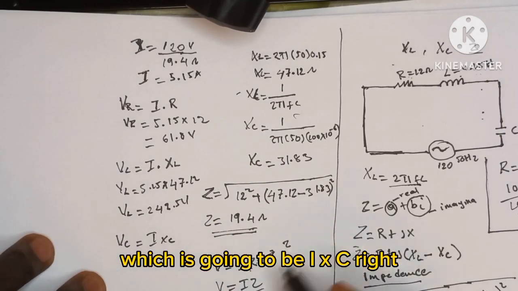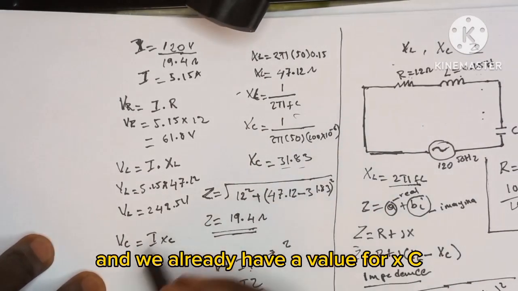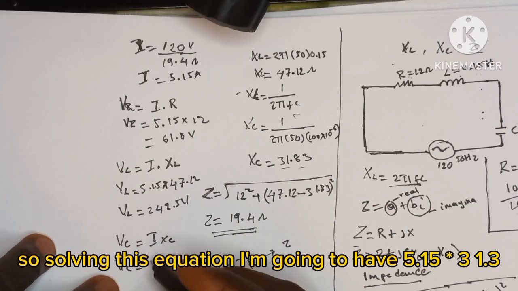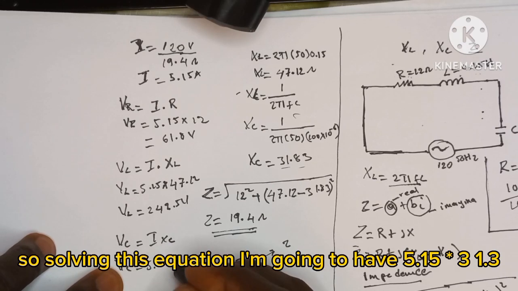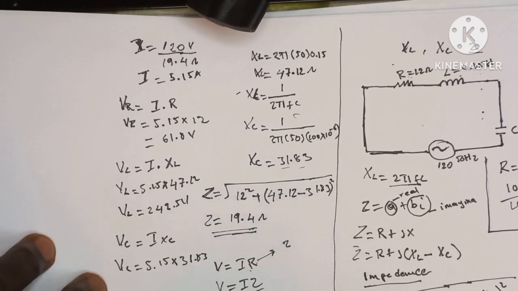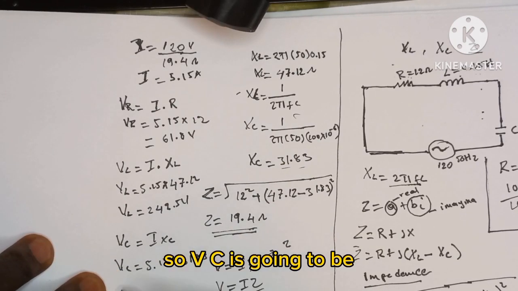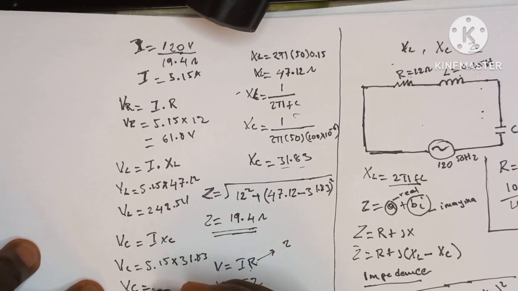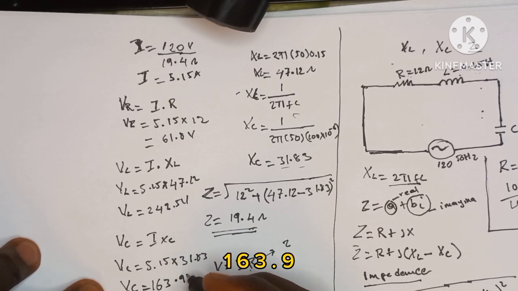So now we do the same for VC, which is going to be I times XC, and we already have a value for XC too. So solving this equation, we're going to have 5.15 times 31.83. So VC is going to be, in this case, 163.9 volt.